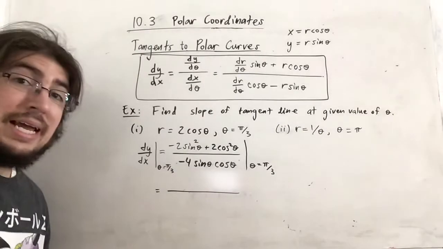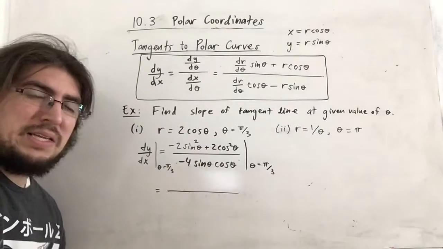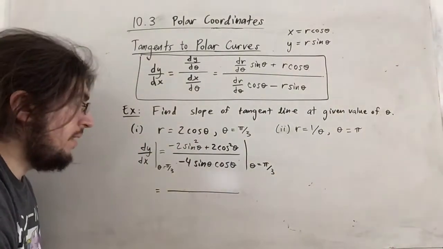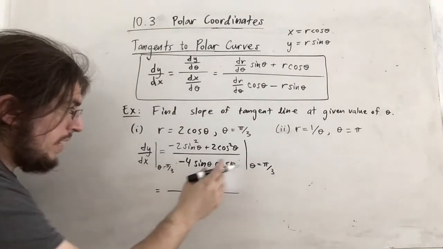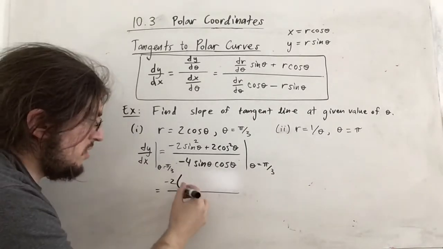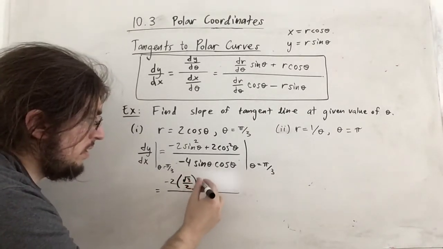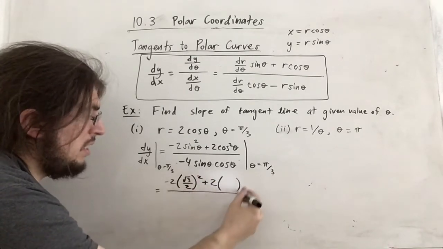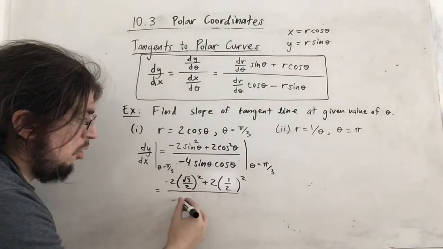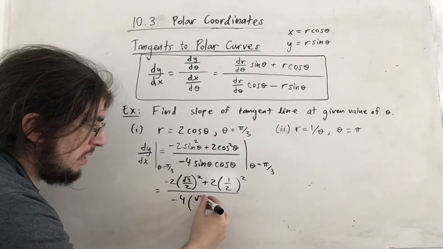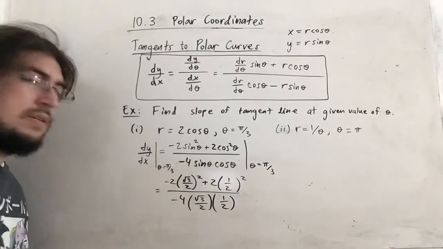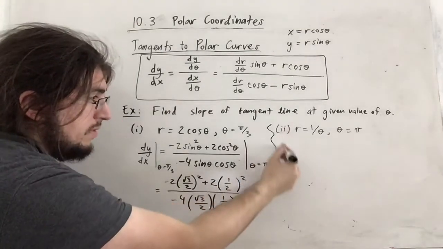All right, well, again, up on top, there's probably more cancellation you can do to simplify this expression. The one I see right away is divide everything by 2, but that's okay. Plug in pi over 3, we get negative 2 times sine of pi over 3, which is radical 3 over 2, so that's radical 3 over 2 squared, plus 2 times cosine of pi over 3, which is 1/2, so that's 1/2 squared, over negative 4 times sine of pi over 3, radical 3 over 2, times cosine of pi over 3, which is 1/2. So when you actually evaluate this, we kind of separate these.